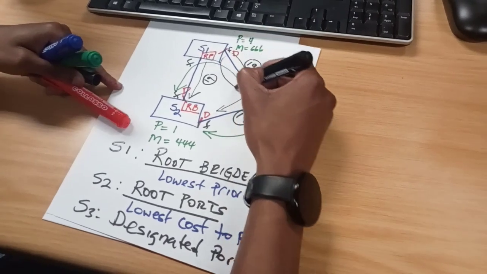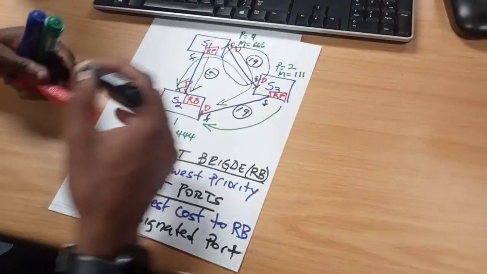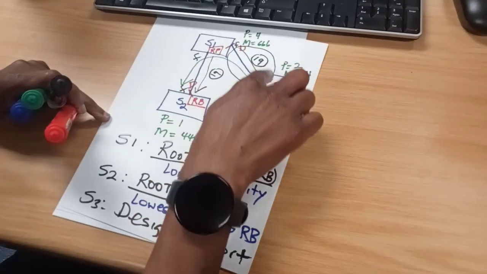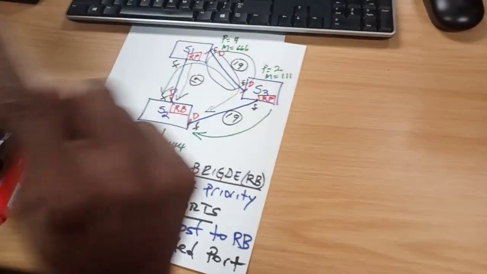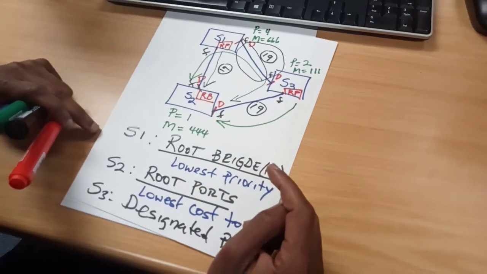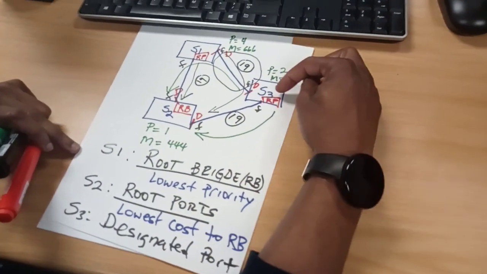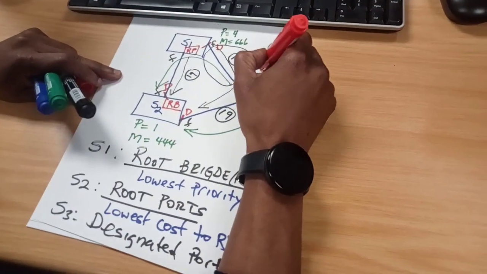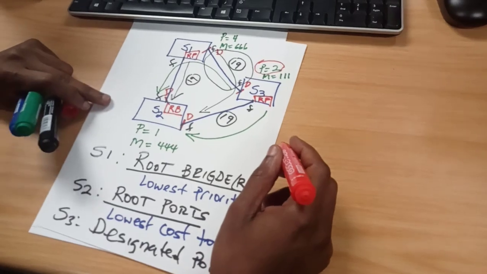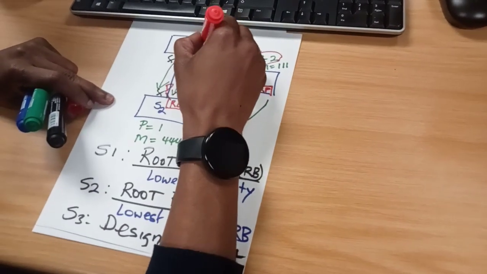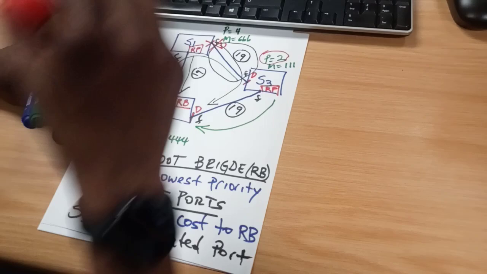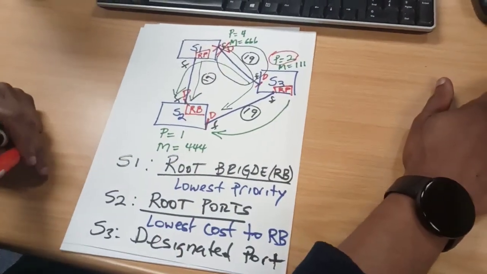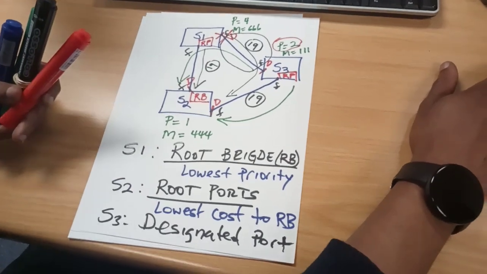There's a loop here, right? So one must be blocked because you have 2 designated ports. One must be blocked. Which one are you going to block? You must check the priority. Switch number 3 has lower priority, so your spanning tree protocol will block this one. So this port is going to be blocked. All right, so this is how spanning tree can find a blocking port.